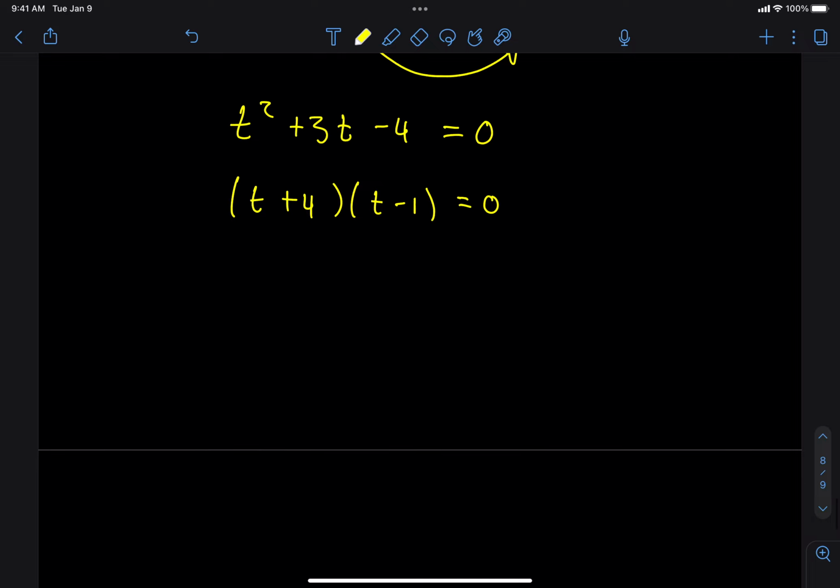So in the end, my answer is going to be what? t equals 1 or t equals negative 4, right? Did I do that right? I feel like maybe on the quiz it was something different. Did I write down the problem wrong or something? No, I did negative 4 and 1. But I got it right.